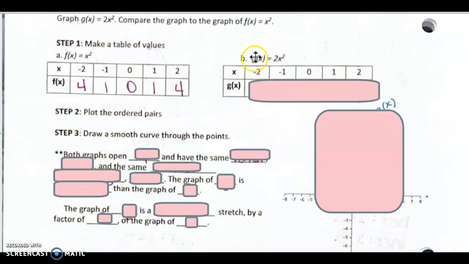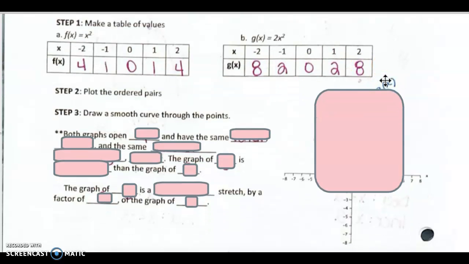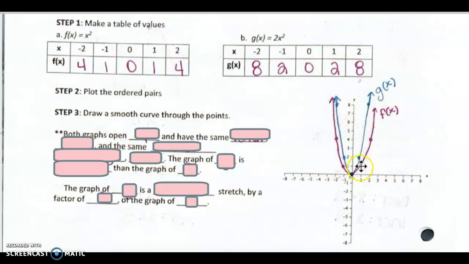Alright, so now we want to graph 2x squared. So we're still going to use those same x values, and you can plug them in if you need to, or use your calculator. And it will give us all of these numbers. Okay, step 2 is to plot the ordered pairs. So we're going to plot the ordered pairs for both graphs and draw a smooth curve through the points. So this is what our graph should look like. My pink graph is our parent function f of x. And my blue graph is our new function g of x, which is the 2x squared.